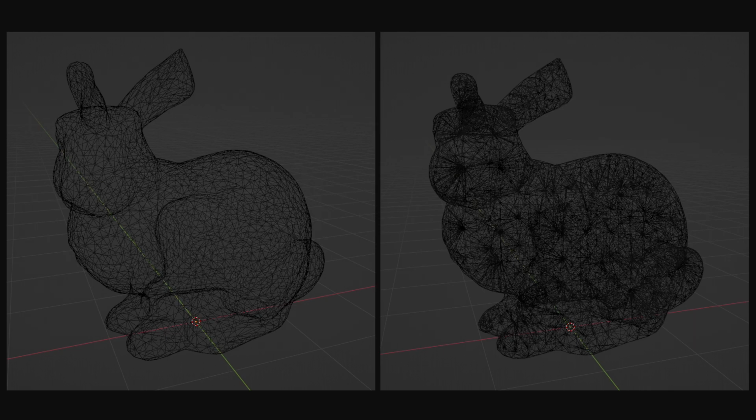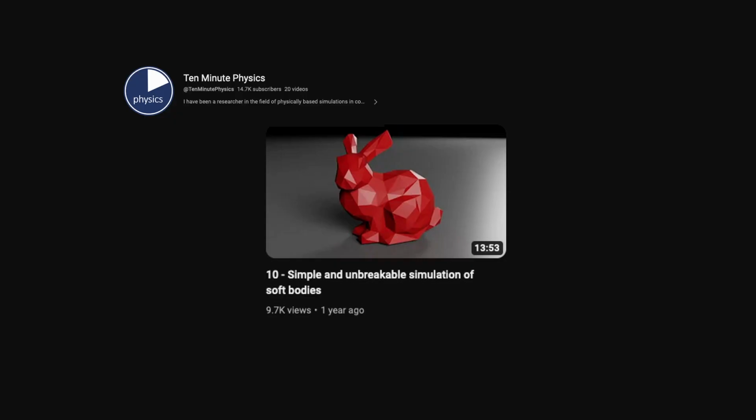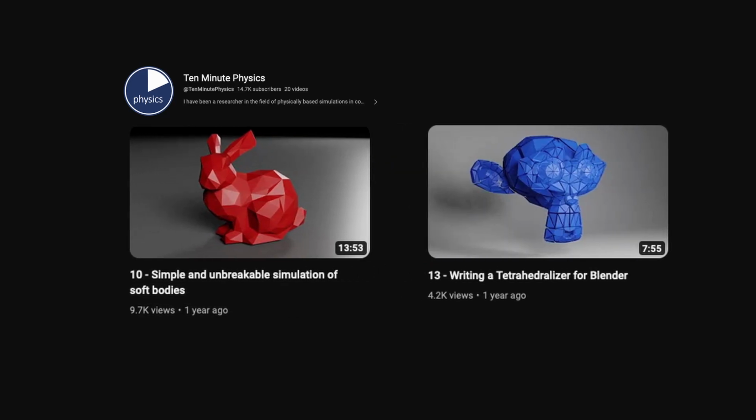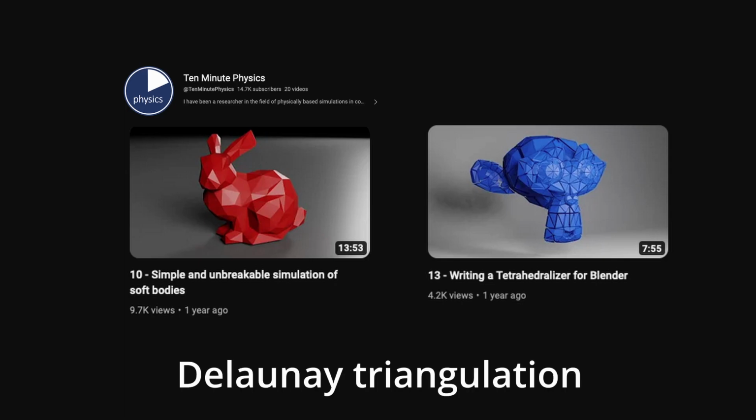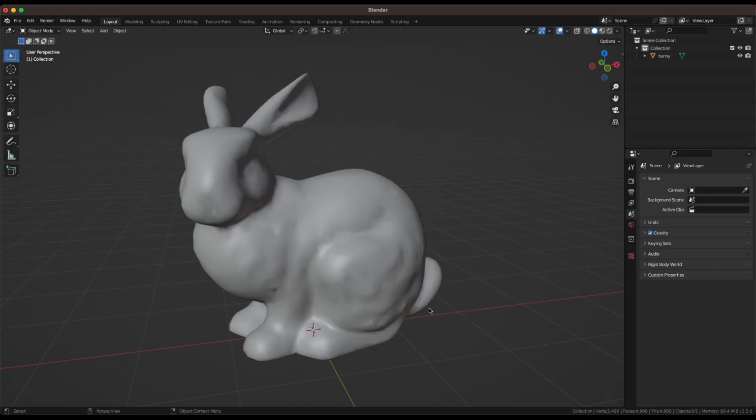However, the first question that comes up is how do you even obtain tetrahedral meshes? Luckily, in this follow-up video, he explains how tetrahedral meshes can be generated from surface meshes. He explains an algorithm called Delaunay triangulation, which sounded way too complicated for me to implement, so I just used the Blender plugin he created.